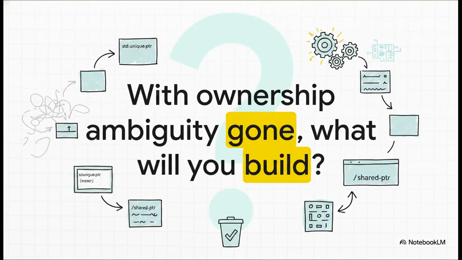So you see, by moving from these ambiguous old pointers to modern expressive types, we're doing so much more than just preventing bugs. We're building systems that are more robust, way easier to maintain, and often a heck of a lot faster. Your daily question is no longer, who is supposed to delete this? With all that mental energy freed up, the real question becomes, what are you going to build next?